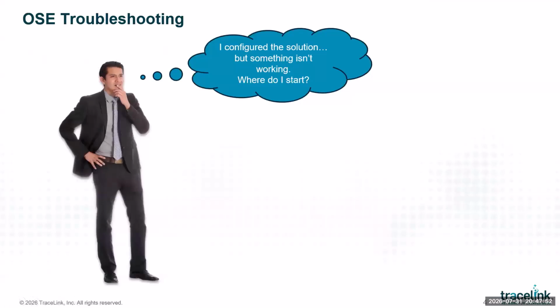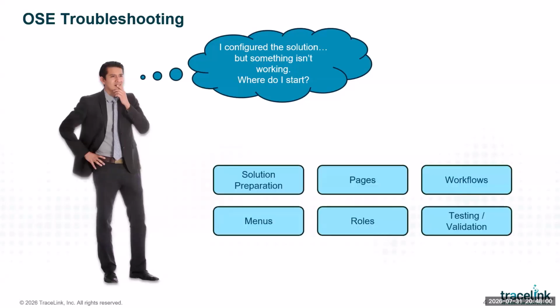As a solution designer, you may configure a solution correctly, but still see behavior that doesn't match what you expected during setup or testing. In those situations, the first challenge is knowing where to start. The issue could be related to solution preparation, pages, workflows, menus, testing, or validation. In this course, we'll walk through common OSE troubleshooting scenarios and learn the first checks you should perform to identify and resolve the issue.